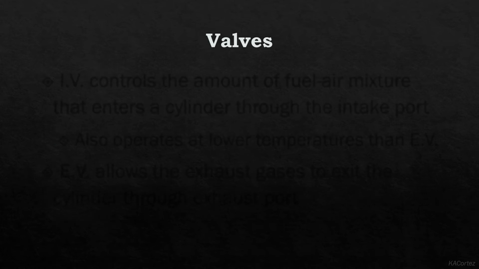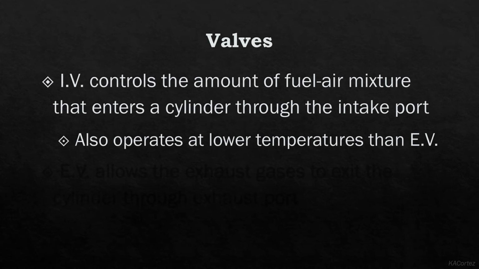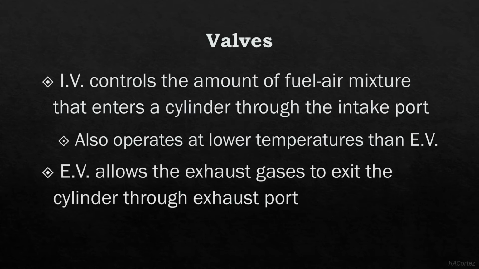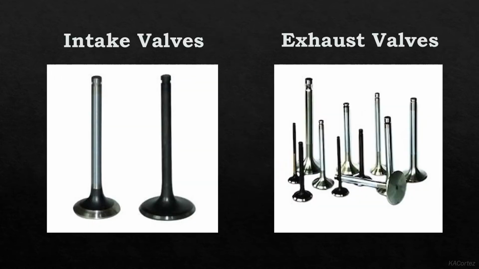The intake valve controls the amount of fuel and air mixture that enters a cylinder through the intake port. It also operates at lower temperatures than the exhaust valves. The exhaust valves allow the exhaust gases to exit the cylinder through the exhaust port. So this is an example of the intake valve and the exhaust valves.